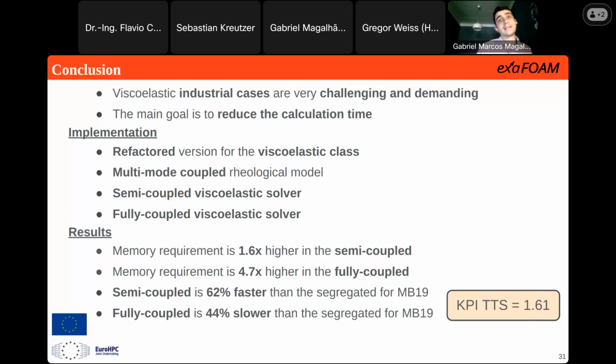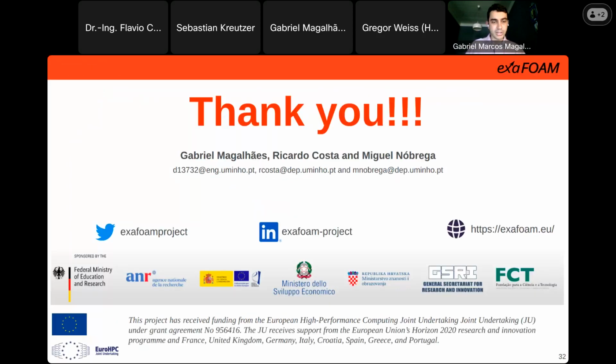So these are good results, but we are still validating the solvers using the other benchmark cases of exaFOAM for the viscoelastic solvers. Okay. So thank you very much.